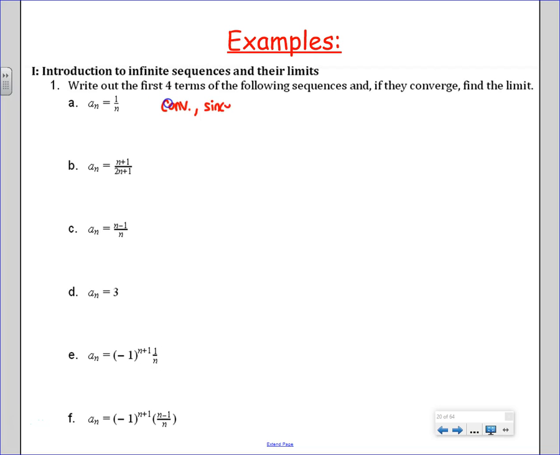Since the limit as n goes to infinity of a sub n. Does that make sense? Yeah. Okay, keep going. If you're not sure, then write out the first 4 terms. The first one would be 1, 1/2, 1/3, 1/4. And that is a helpful exercise because you're not always given the formula for sequences. Or even when you are, it can be quite confusing.